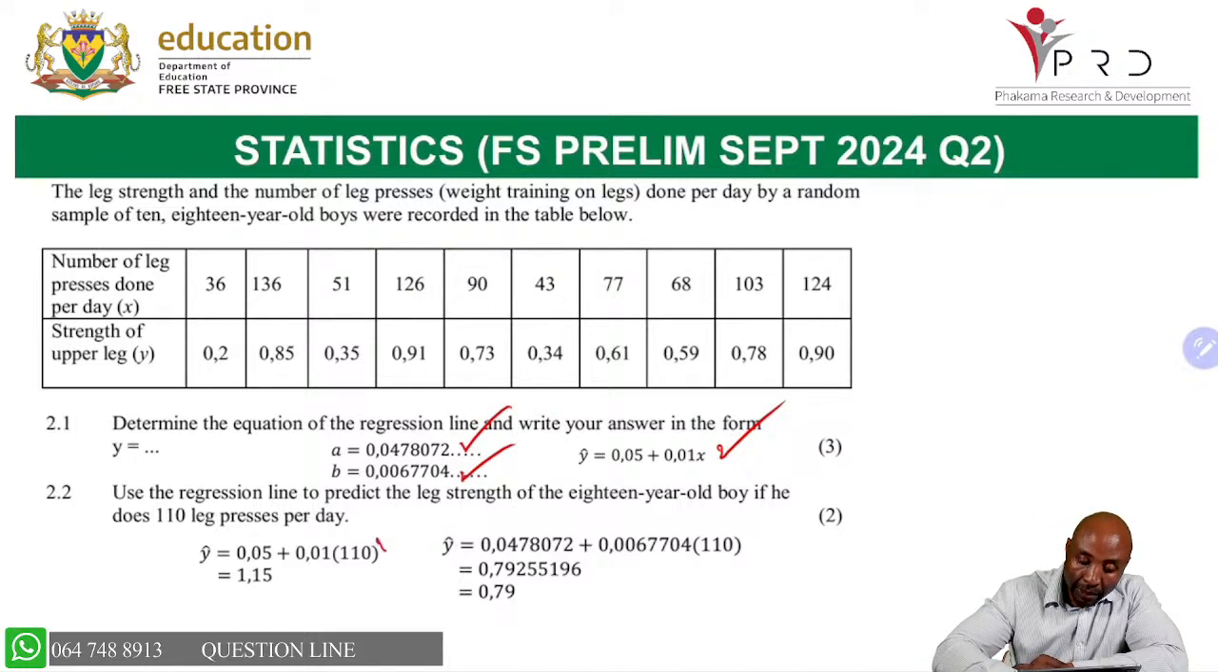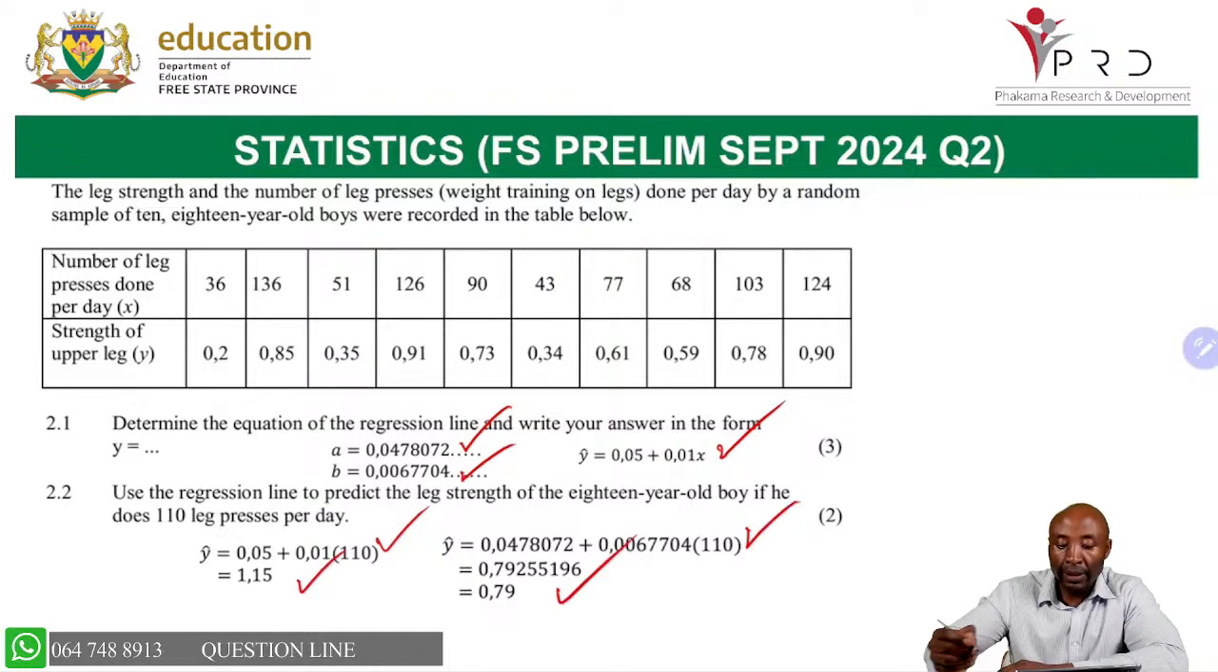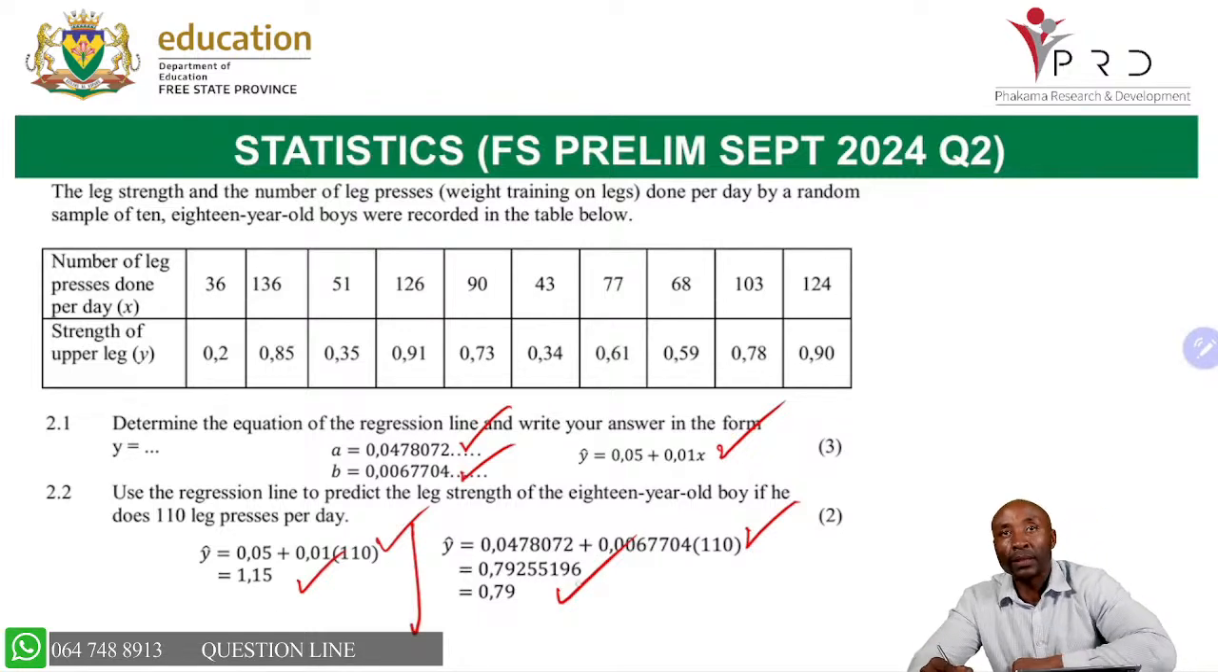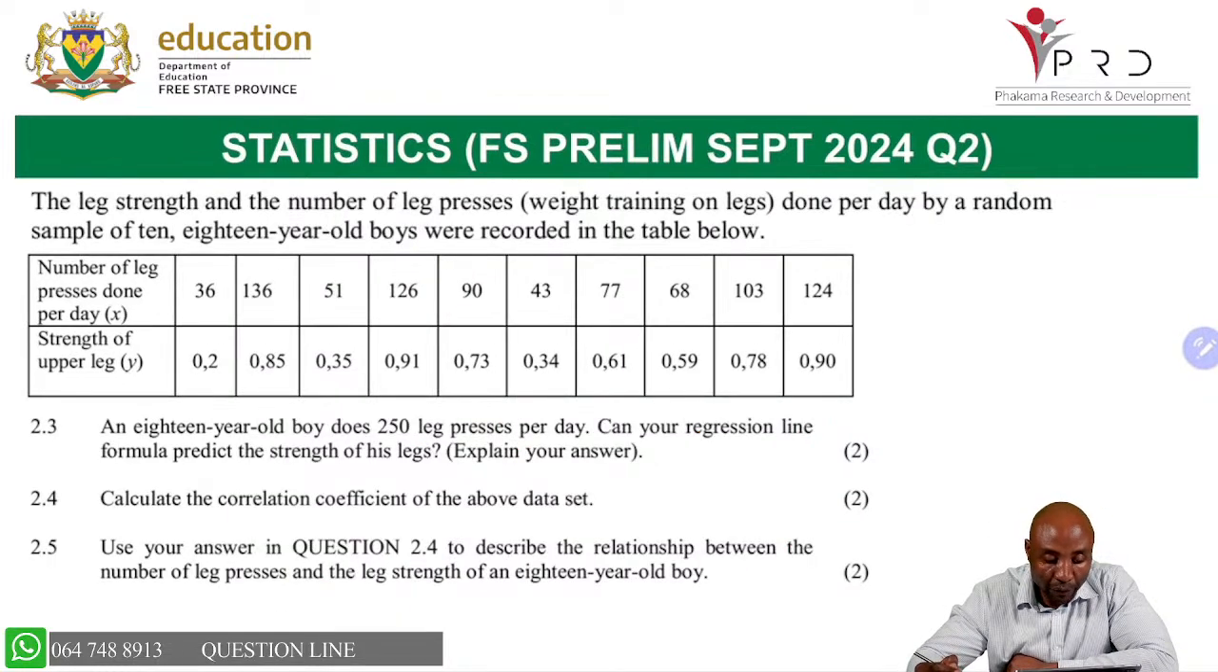Again, for a substitution answer, you get 1 mark. So you can either use that or you use this. Don't waste time and do both. We move on now. We are told that one 18-year-old boy did 250 leg presses per day.